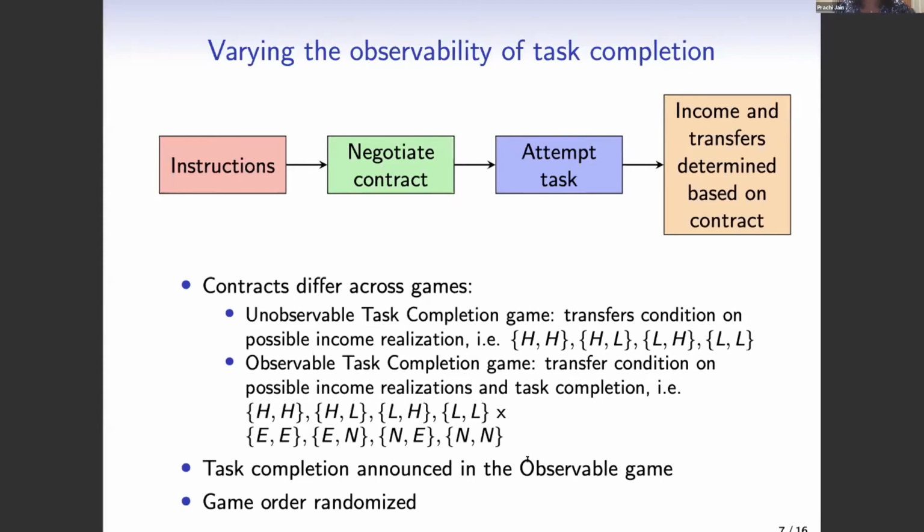Then, of course, the second difference between the games is that task completion is also announced in the observable game. Since this is within subject, as in both participants play both games, I order the game order, and that allows me, as a check, to make sure that this isn't just about experimenter demand effects.